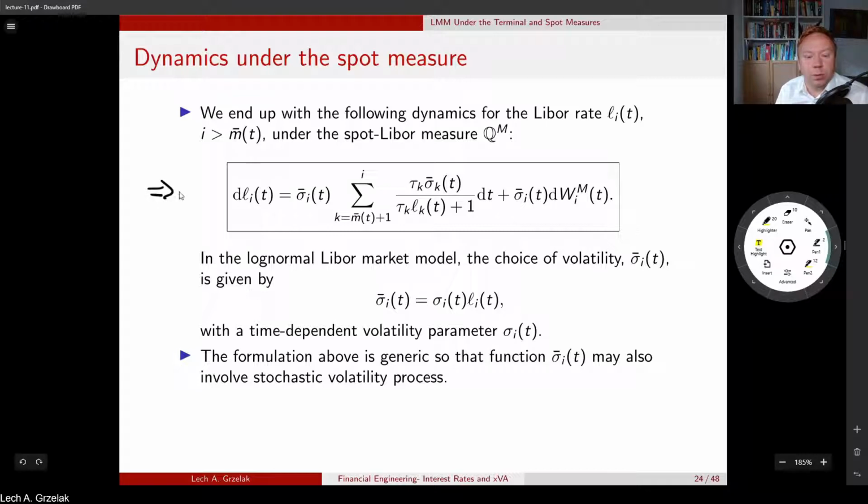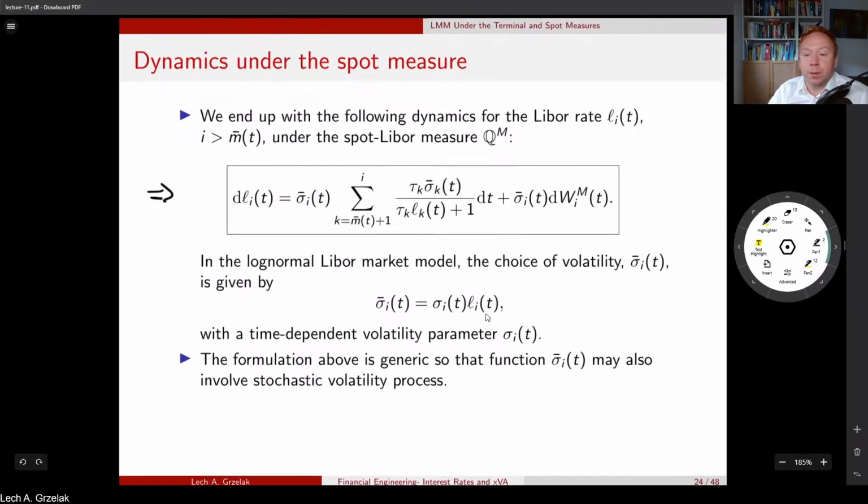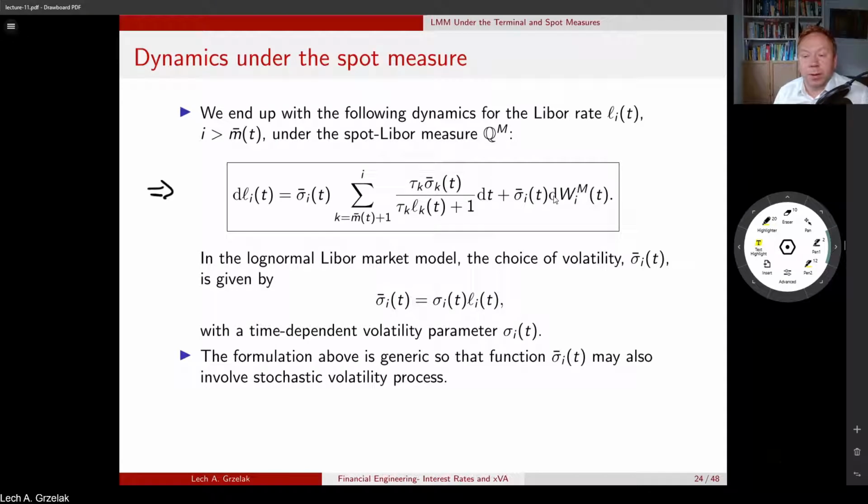So if we just look here, the dynamics for the Libor under the spot measure, and this numeraire in this case is defined in this formula. So this is our, let's say, money savings account defined under the Libor market model. Then we have this volatility coefficient. Of course, this one we can specify to be Lognormal, for example. Then we also have to switch this part. And this is the drift correction that has to be included in the dynamics for this Libor if we look at the Libor dynamics under the spot measure.